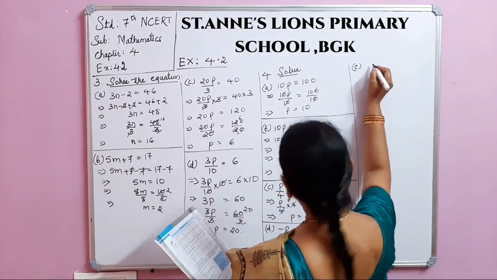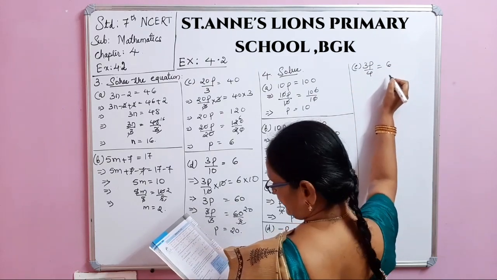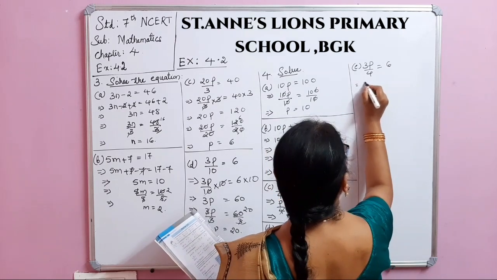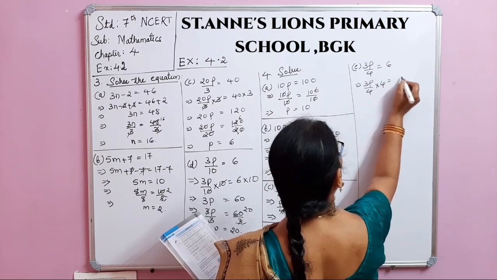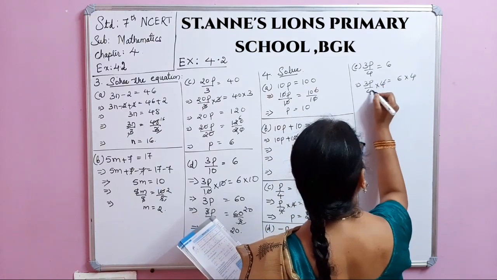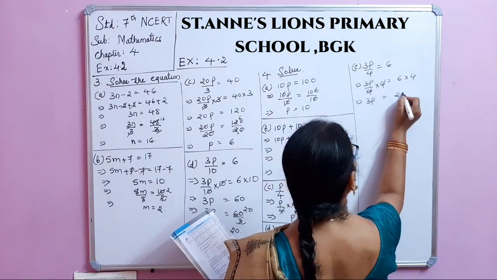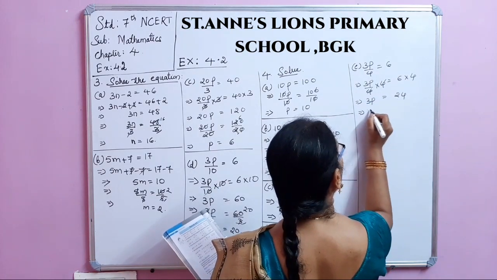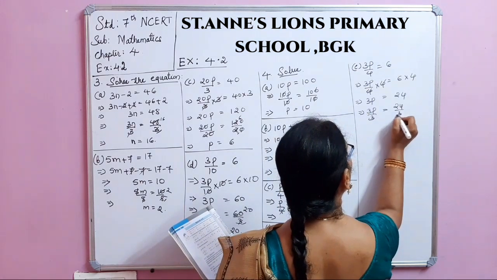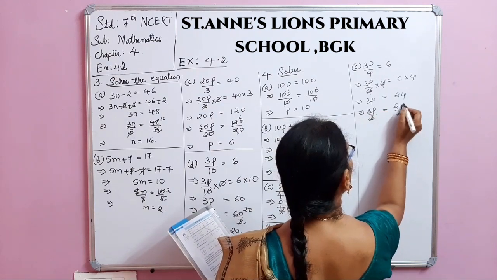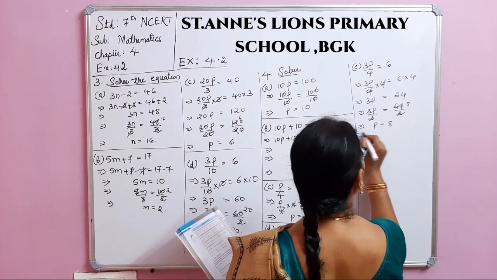Next, 3p by 4 is equal to 6. 3p by 4 into 4 is equal to 6 into 4. Now 4 has gone. 3p is equal to 24. Now dividing by 3. 3p by 3 is equal to 24 by 3. 3 got cancelled. 3 ones are 3, 3 eights are 24. p is equal to 8.